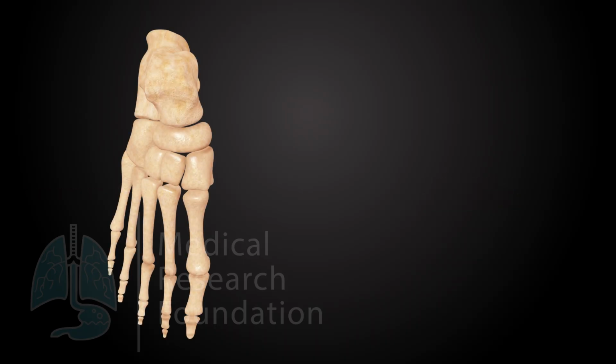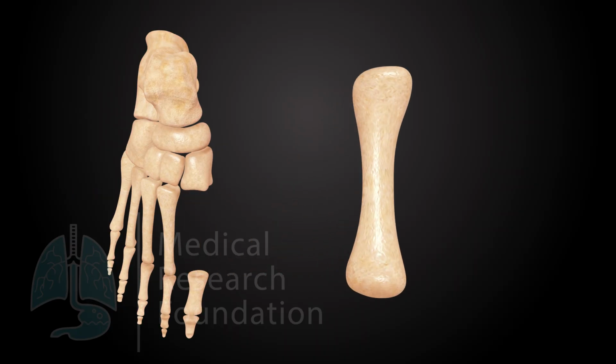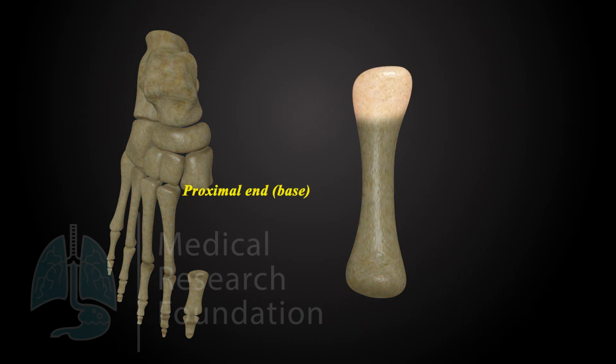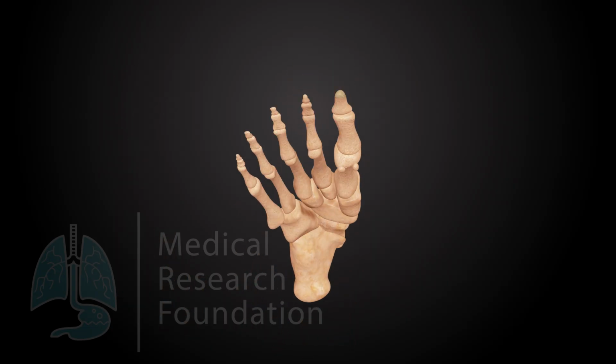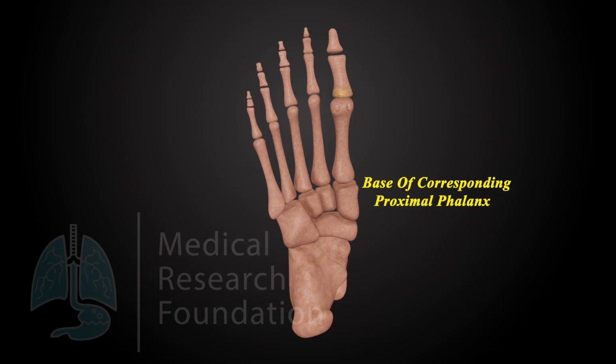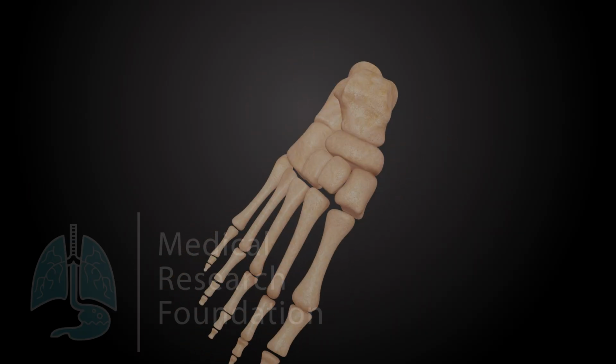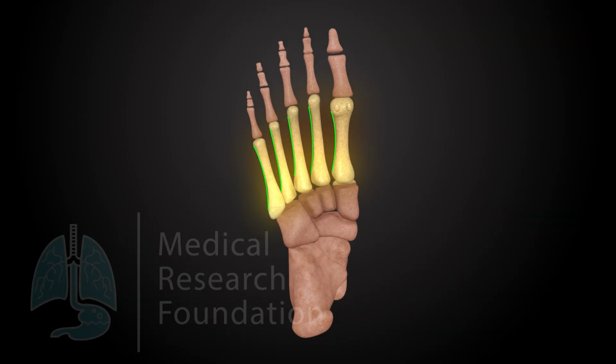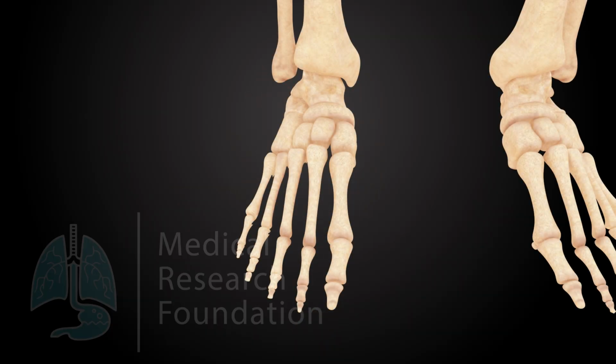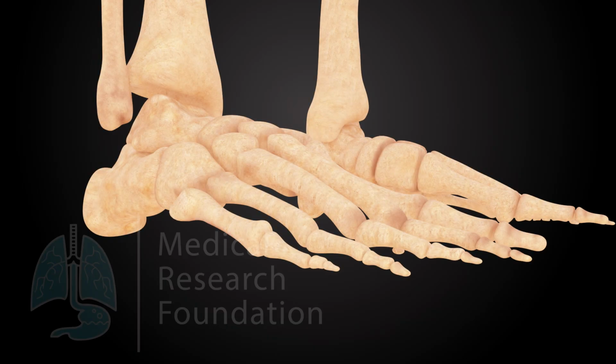Features and attachments. Each metatarsal consists of 3 parts. Distal end, head. Shaft, body, and proximal end, base. Head. It articulates with the base of the corresponding proximal phalanx to form the metatarsophalangeal, MP, joint. Shaft. Its plantar aspect is concave, from before backward. Sides of the shaft provide attachments to the interosseous muscles. Plantar aspect of the 5th metatarsal gives origin to the flexor digiti minimi.